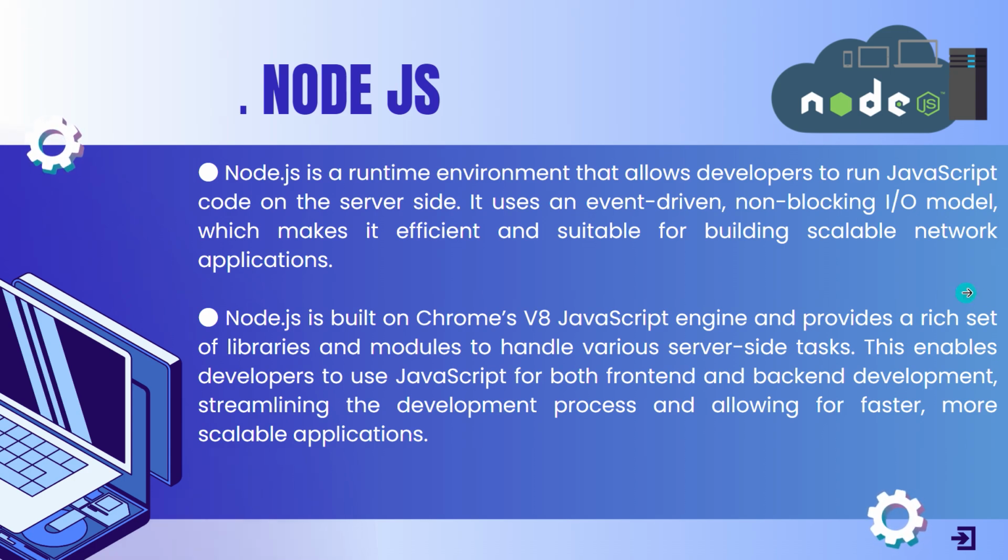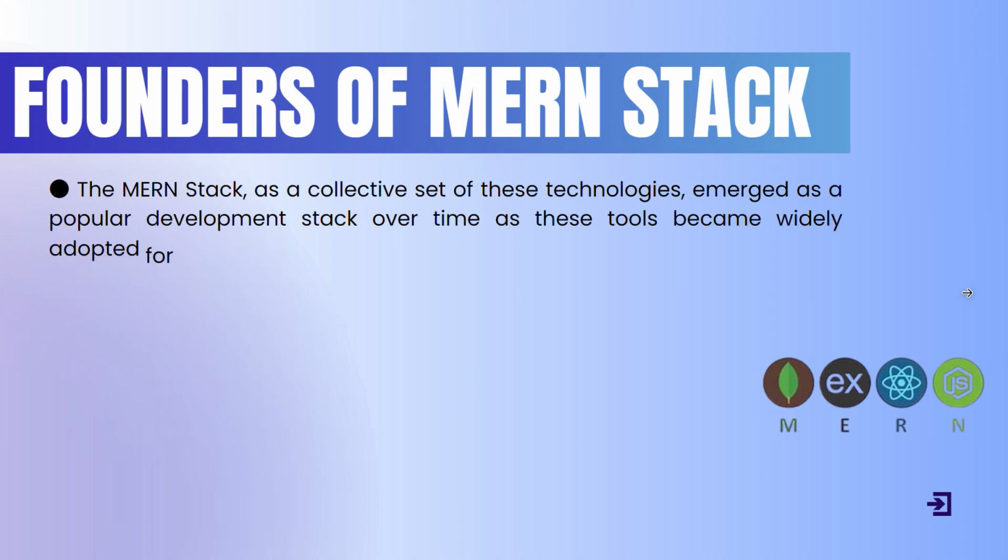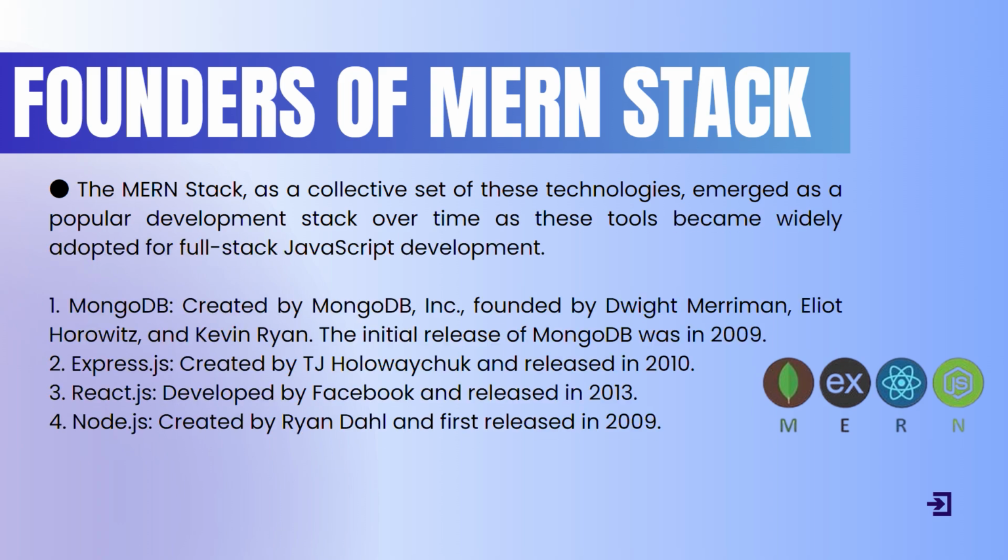Coming to the next slide, we are having the founders of the MERN stack. The MERN stack has four components: MongoDB, Express.js, React.js, and Node.js. The MERN stack, as a collective set of these technologies, emerged as a popular development stack over time as these tools became widely adopted for full stack JavaScript development.